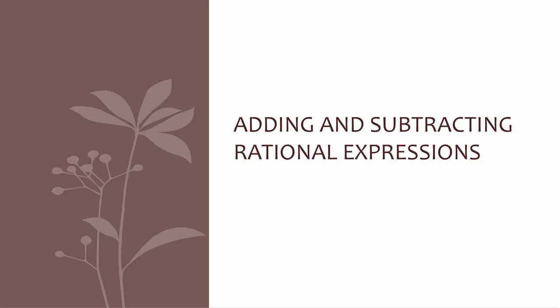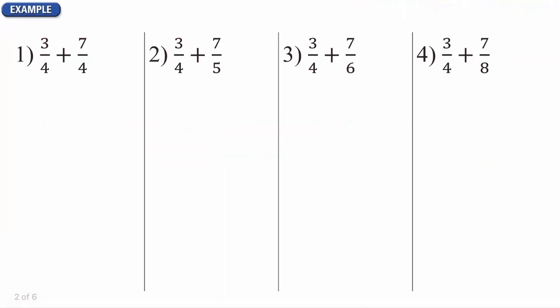Adding and subtracting rational functions. First, let's remind ourselves about how fractions work when you learn these in middle school. For number 1 there on the left, you can see that you already have a common denominator. We add those numerators, so it's going to be 10 over 4, which of course reduces to 5 over 2.